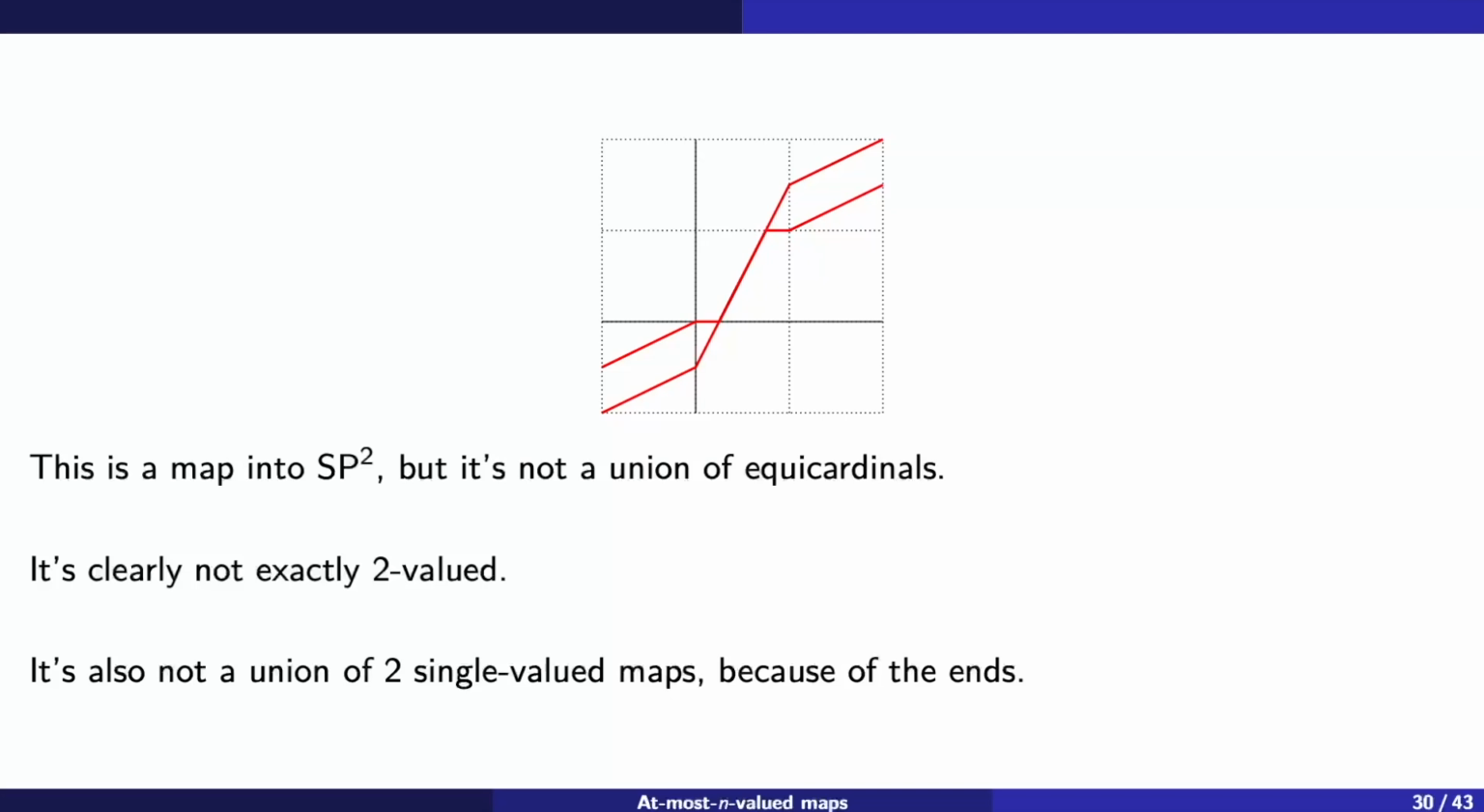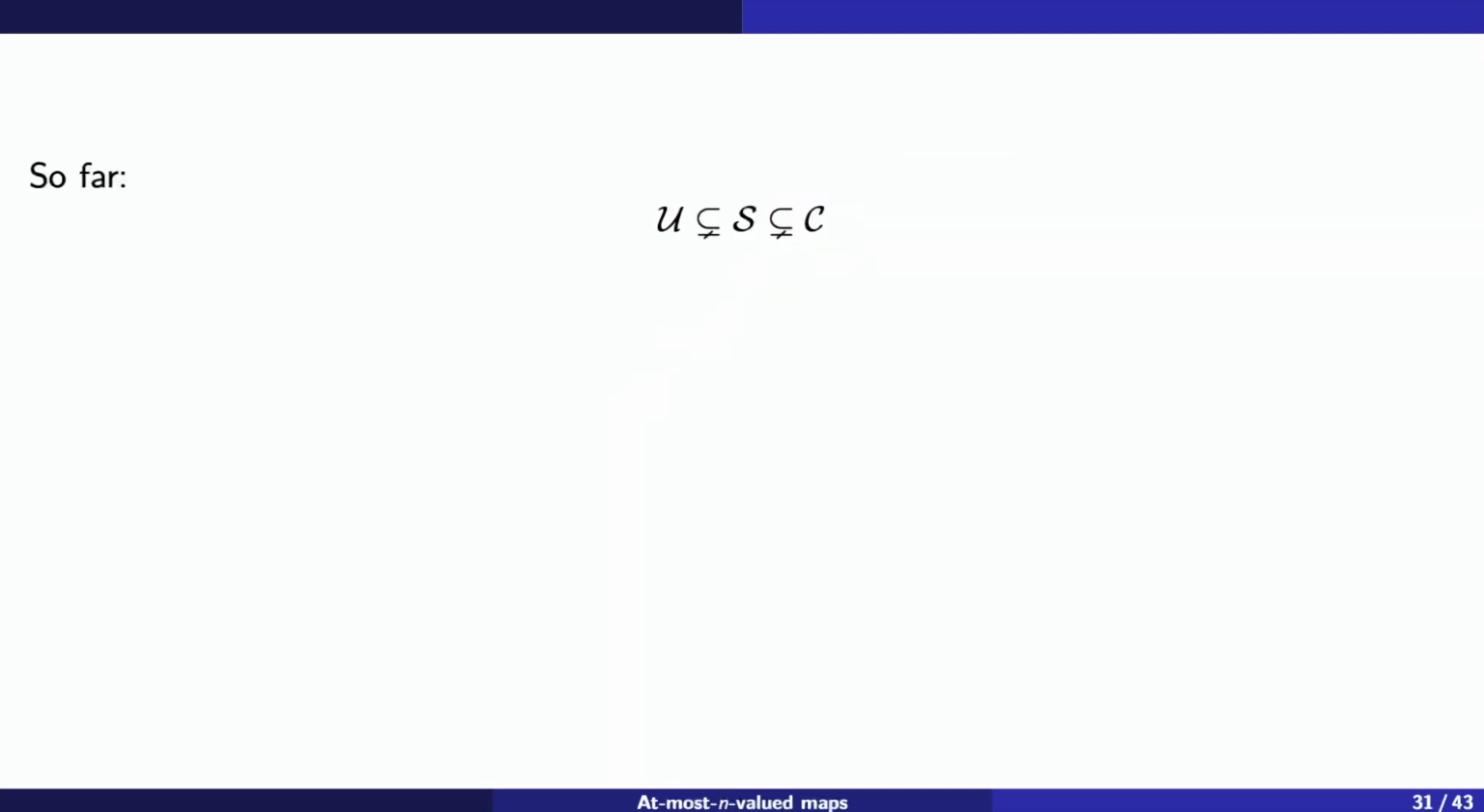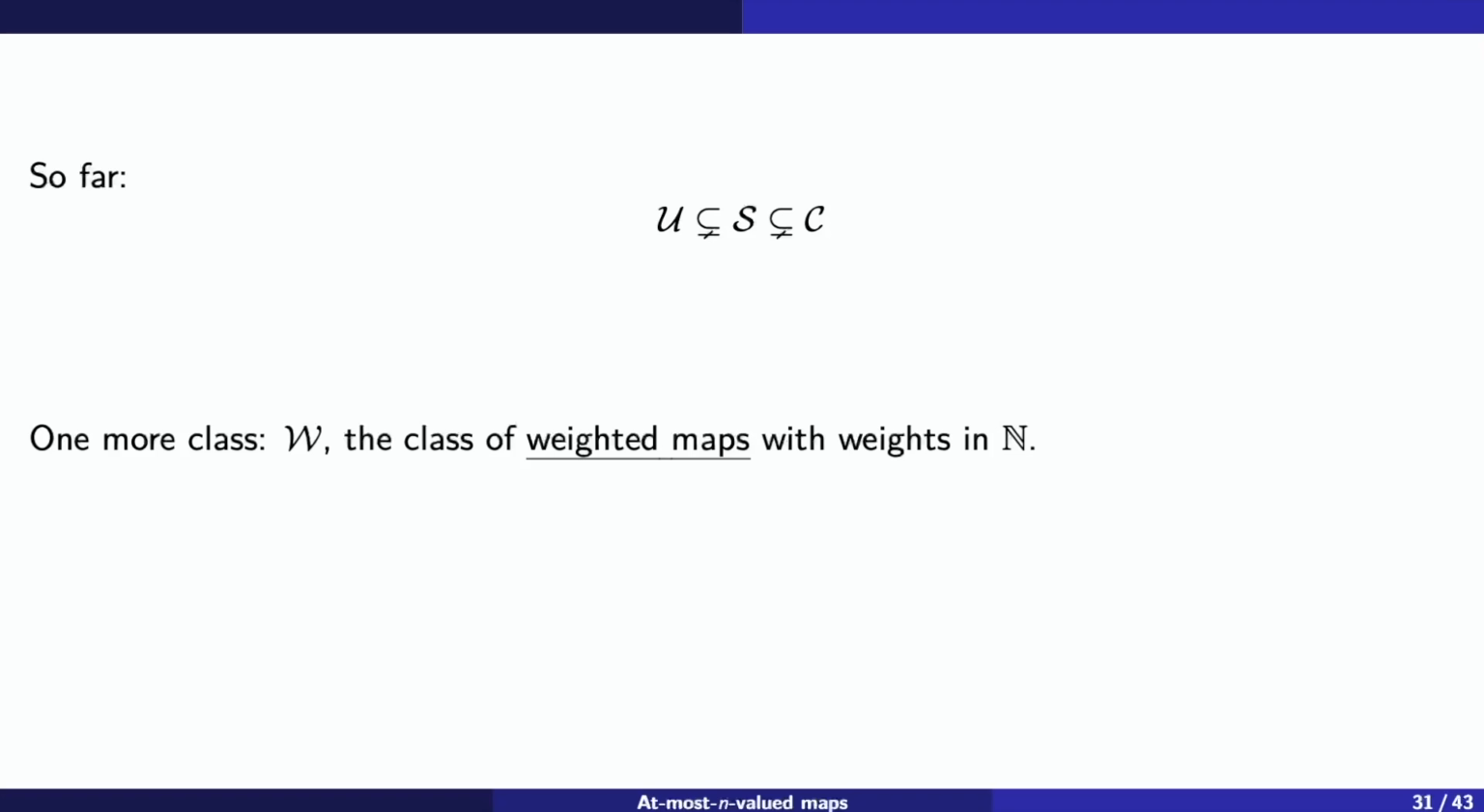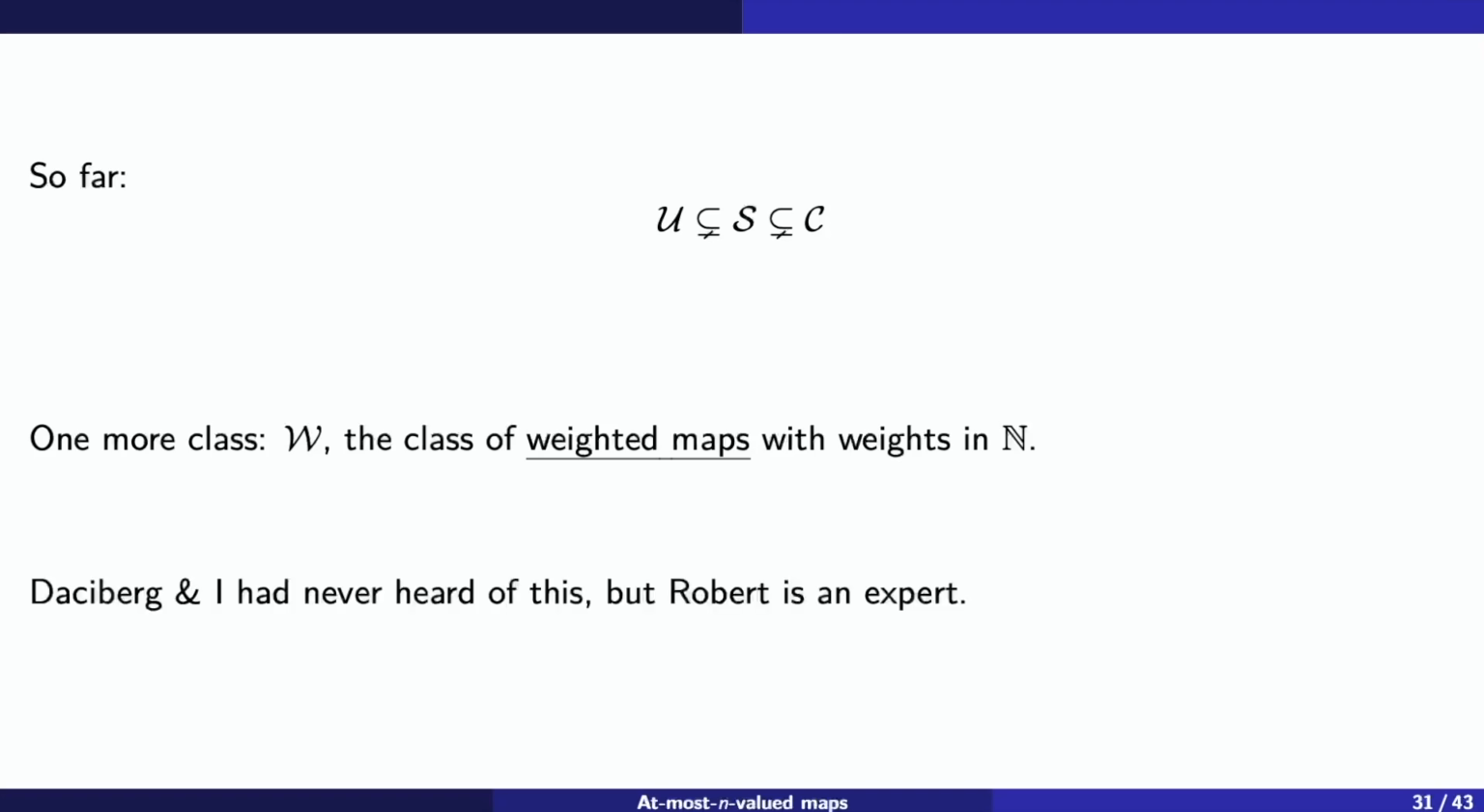Here's a little explanation, but I'm going to rush a little. So far, this is what we've shown. There are actually 3 different classes, and they are properly contained in one another, all right? One more class. This is the class that Robert was an expert on. I had never heard of it before, and I think Dasseyberg has never heard of it either, but I don't want to speak for him necessarily. Robert wrote his PhD dissertation about weighted maps with weights in the natural numbers. Yeah, we had never heard of this, but Robert is an expert on this.